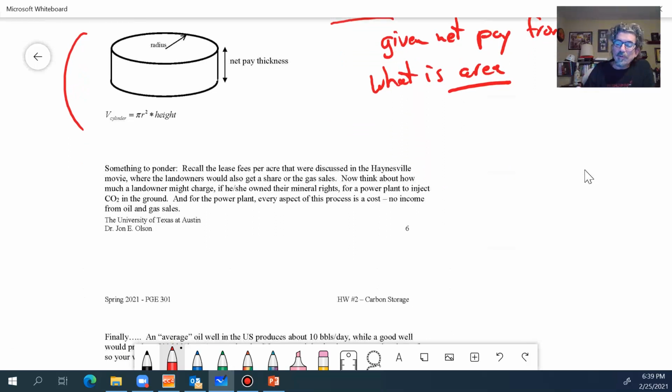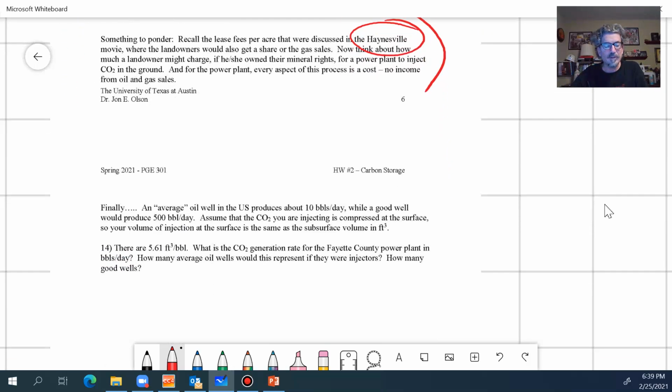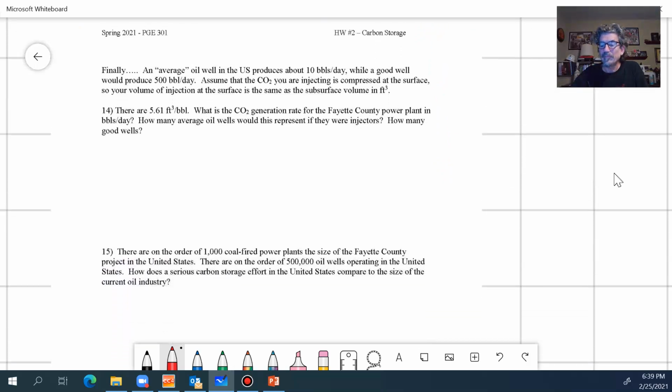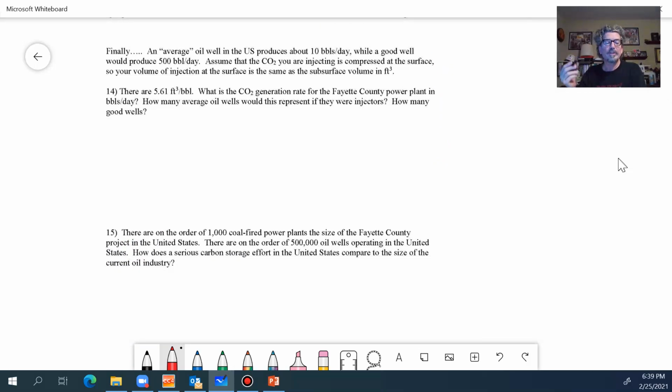And the other thing, if you read this little paragraph here, remember you have to pay to lease. So in Haynesville, people paid money to lease land in order to drill wells to produce gas and make money. Here, you're injecting CO2, which is a cost, but you're still going to have to pay the mineral rights owner, the subsurface owners, in order to drill wells and inject.